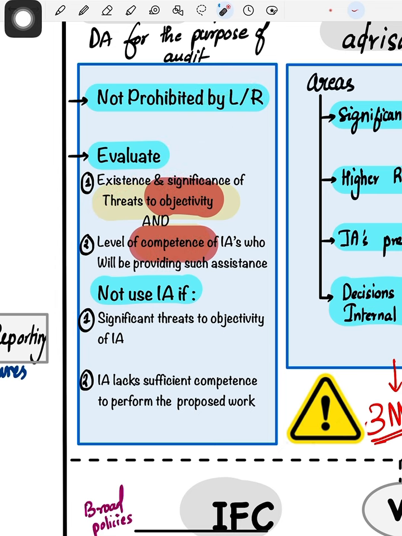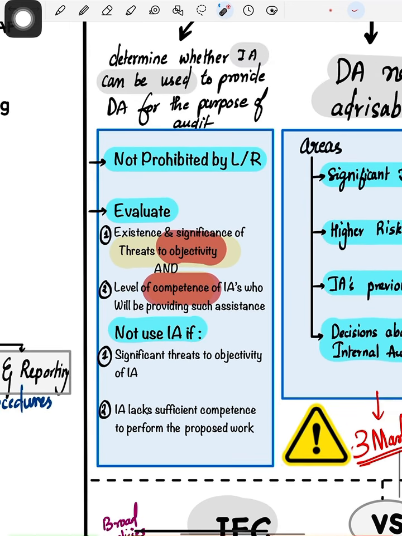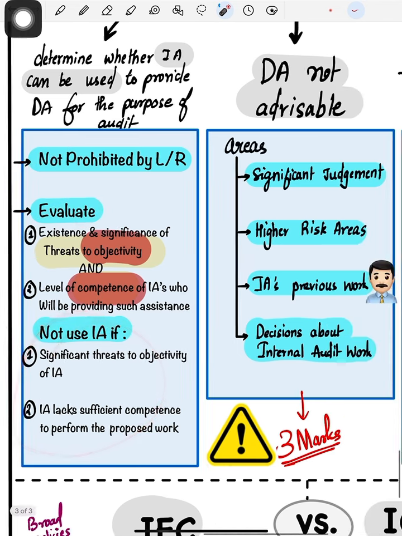Do not use the internal auditors to provide direct assistance if there are threats to objectivity and lack of sufficient competence. Same thing, opposite points. So basically you can write 2 points and you can write this point also again.